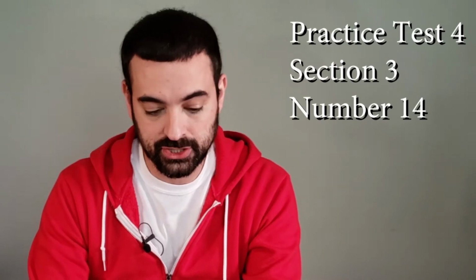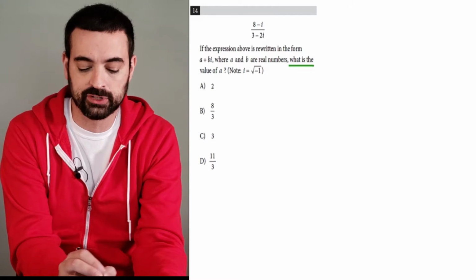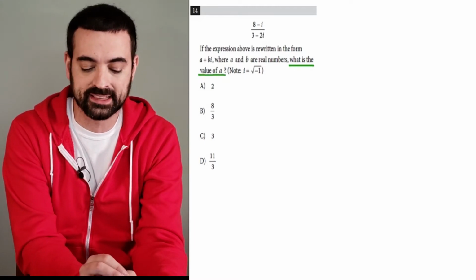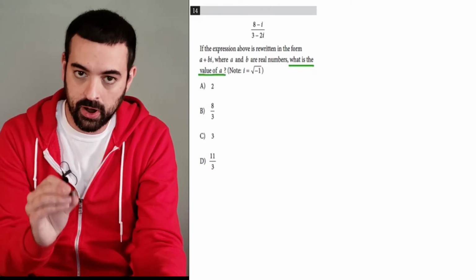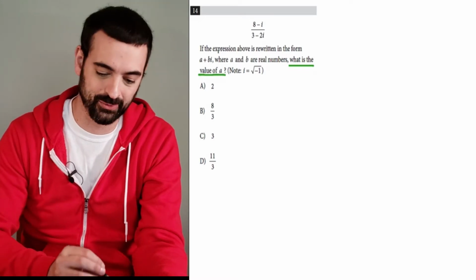This is test 4, section 3, number 14. We're rewriting this expression, and I'm going to talk about the way the question is asked, which is what is the value of A. I'll make that clear at the end. Pause the video. See if you can do this on your own first, though. All right, here we go.